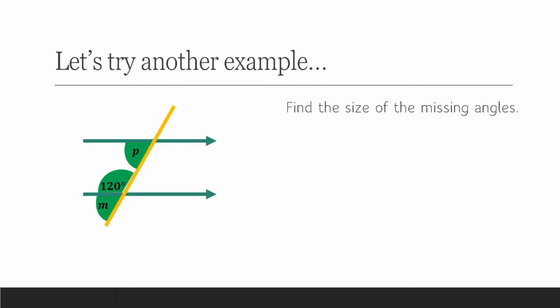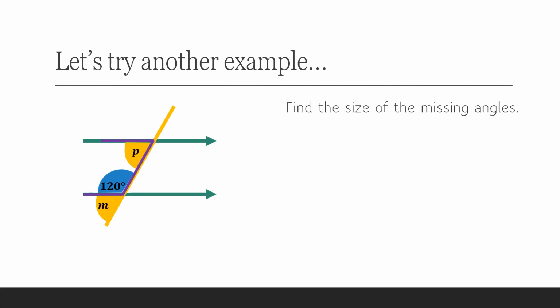Let's try another example. How do we find the size of angle P? Simple. We can draw a C between the parallel lines to indicate that these two angles are co-interior to one another. And co-interior angles sum to 180 degrees. So we can find P by simply subtracting 120 degrees from 180 degrees to give us 60 degrees. Because it's co-interior to 110 degrees.